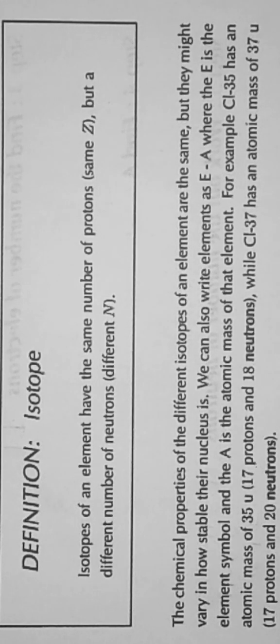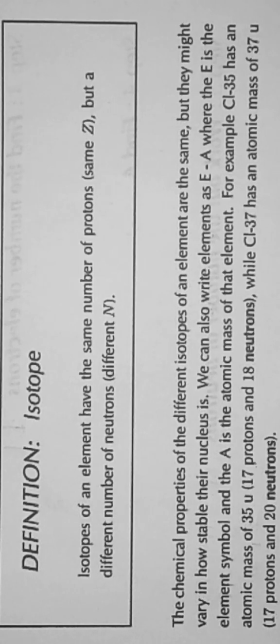So for example, chlorine 35 has an atomic mass of 35, and 17 protons and 18 neutrons. So an isotope, they say, is an element that has the same number of protons but a different number of neutrons. So they say this chlorine has an atomic mass of 35. So 35 is what? It is the atomic mass, which is the letter A.